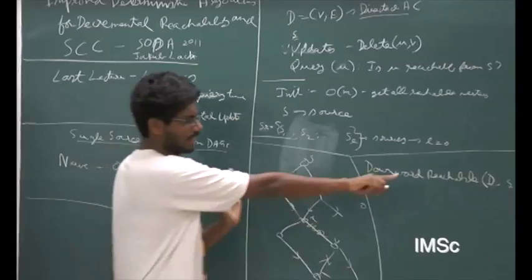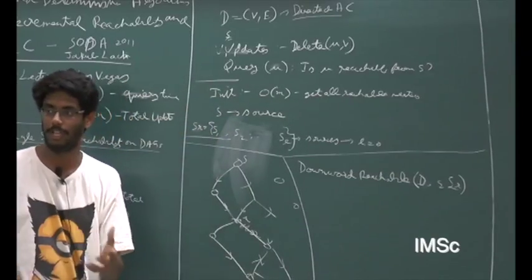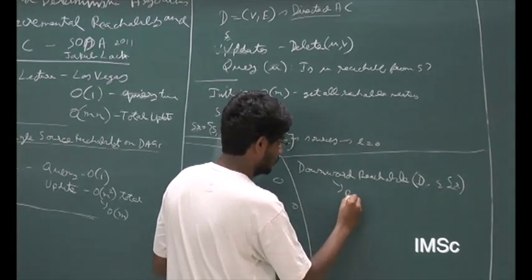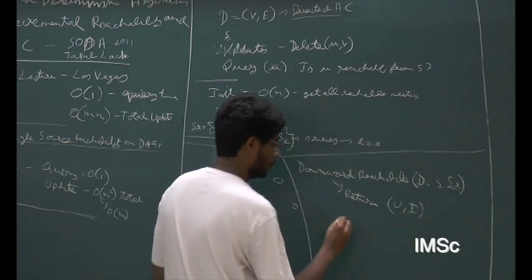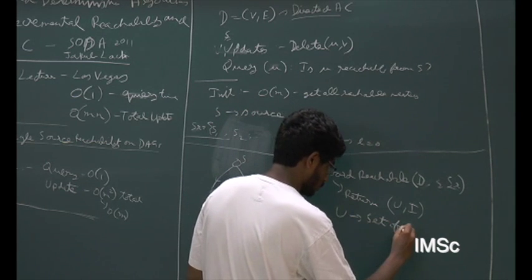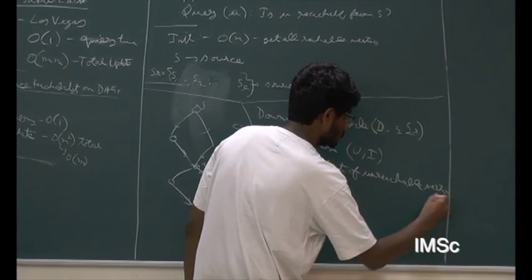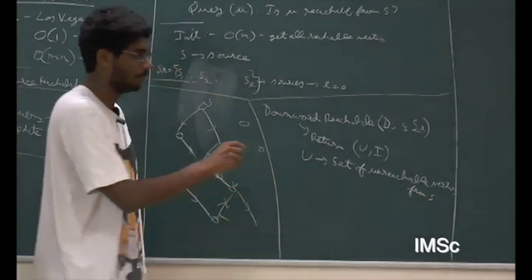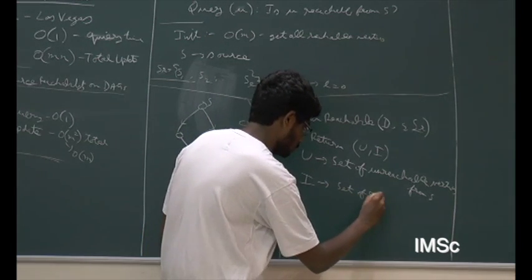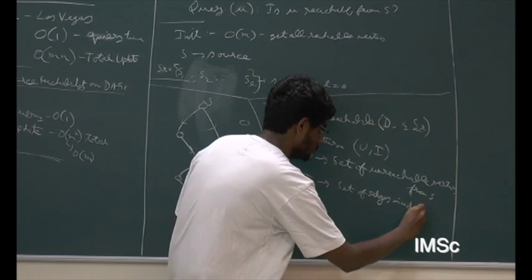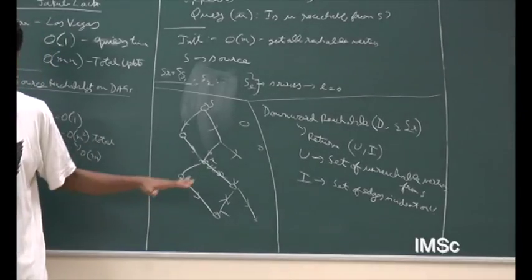So this is the function we want to get. We have a DAG, we have a particular source, and we have the other sources, and we want to find... this should return a pair U comma I, where U is a set of nodes which are not reachable from S, and I is the set of edges incident on U. All the edges which have at least one endpoint in U are in I. We want to output all of these.